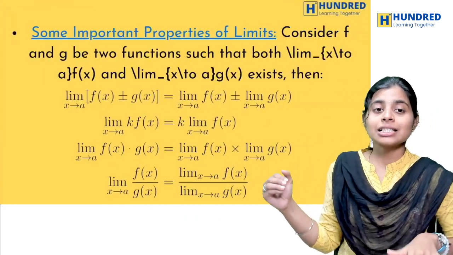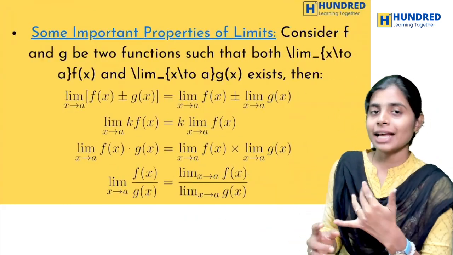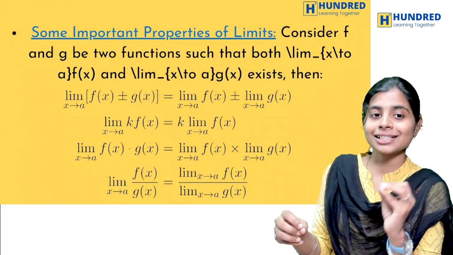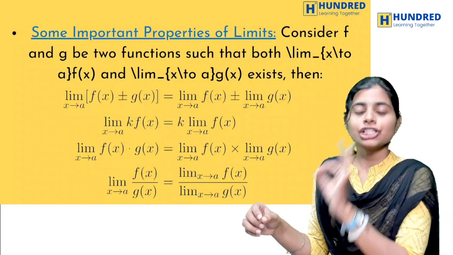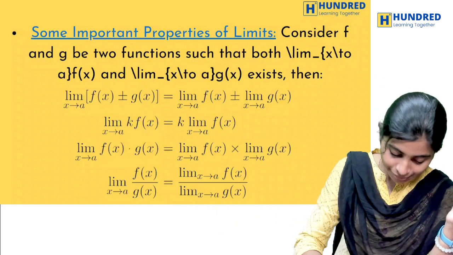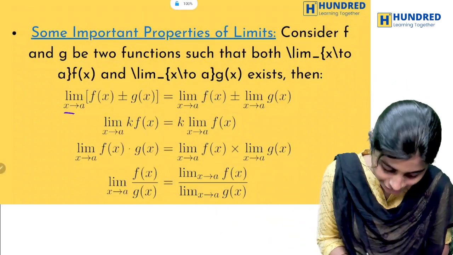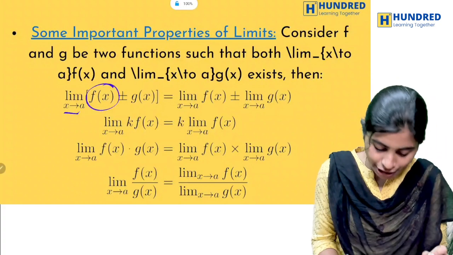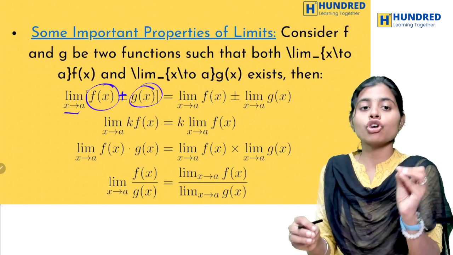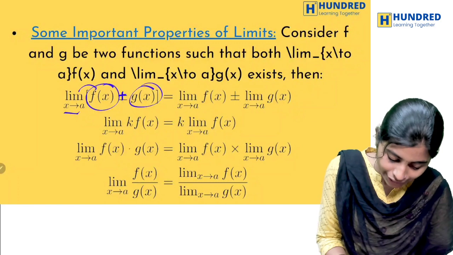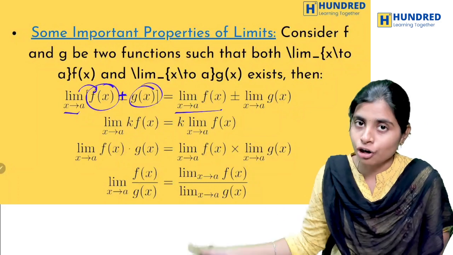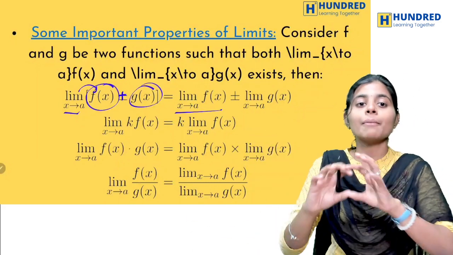Then there are some important properties of limits. For example, consider two functions, f and g. Both the limits, limit x tends to a f of x and limit x tends to a g of x, exist. Then these are the properties we can use. If we add these two functions, the limit is common for both. So we can write it as limit x tends to a f of x plus or minus limit x tends to a g of x. So here limit x tends to a is common for both the terms.